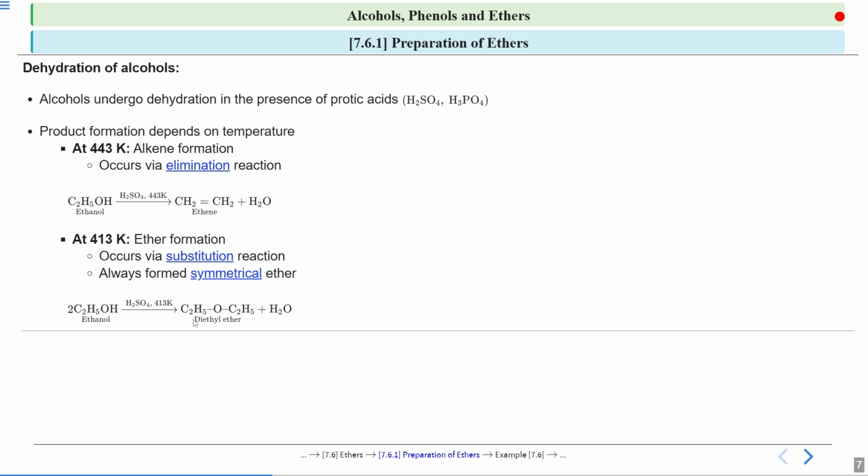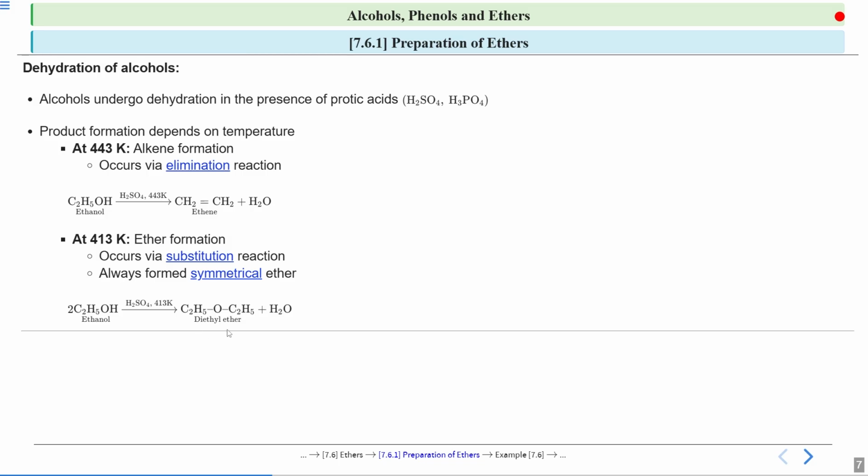So if you see here, diethyl ether is a common name, not an IUPAC name. When you write a common name, you follow the alphabetical order. Whichever letter comes first, you write that first. But here, since on both sides there is ethyl, it doesn't matter.